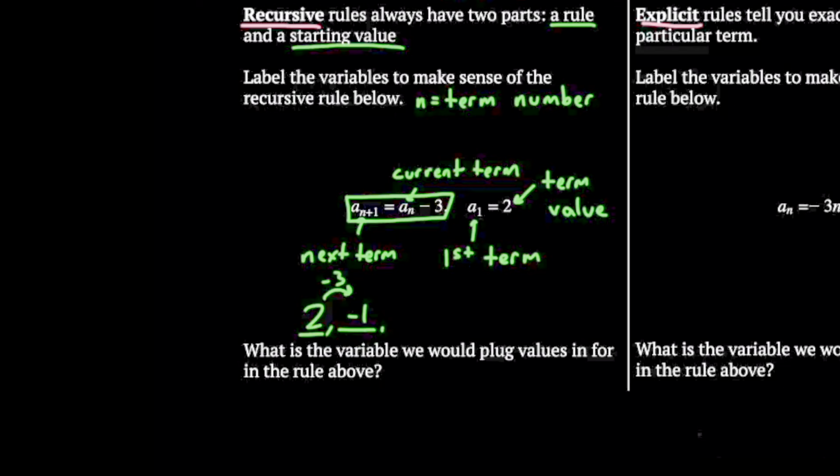If you do that, you get negative 1. So if I want to know the next term, I would just take the current term, now it's negative 1, subtract 3 from that again, and you get negative 4. And you could keep doing this. If you subtract 3 again, you'd get negative 7. And this list would go on forever. So in recursive rules, the variable that you're plugging things in for is just the current term. You're always plugging in the current term, and the output you're getting is the next term.